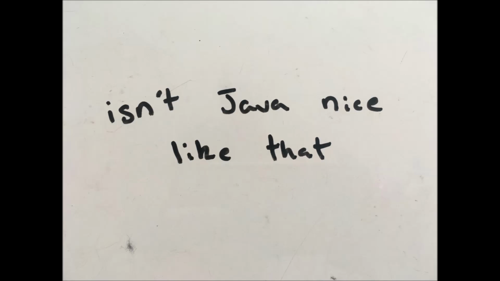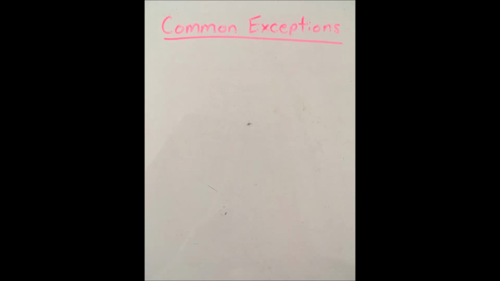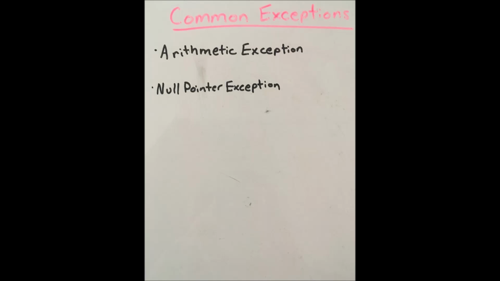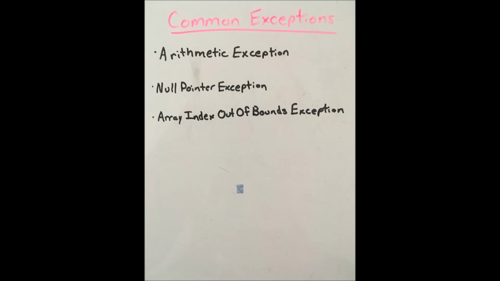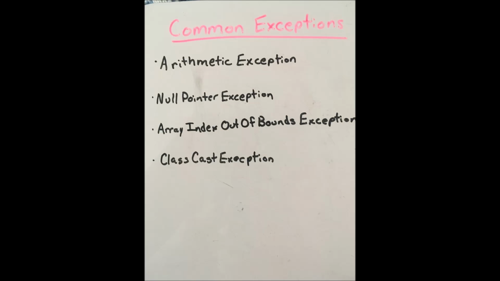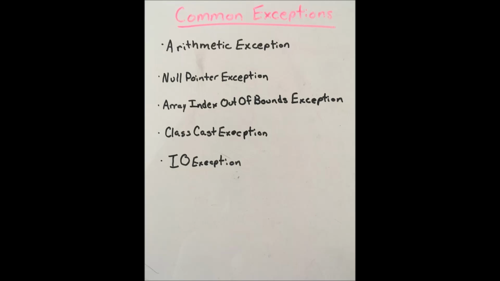Java provides a way for a program to detect an exception has occurred and execute statements that are designed to deal with the problem. This process is called exception handling. If you do not deal with the exception, the program will crash and burn, then send an exception message to the console. Common exceptions include arithmetic exception, null pointer exception, array index out of bounds exception, class cast exception, and IO exception.